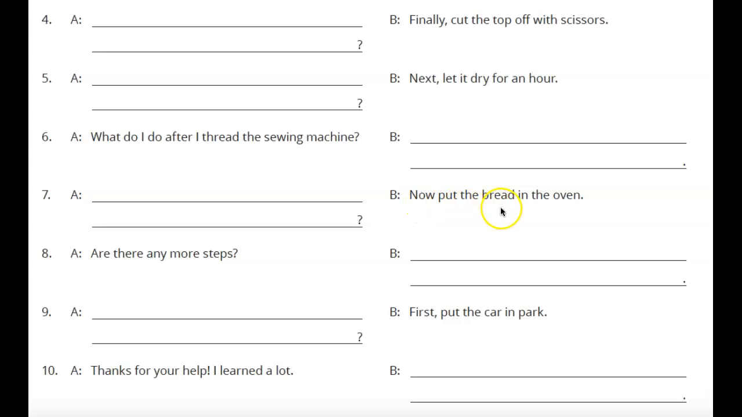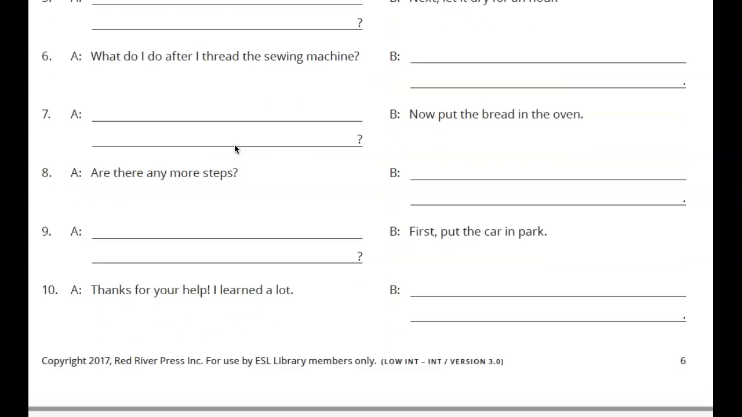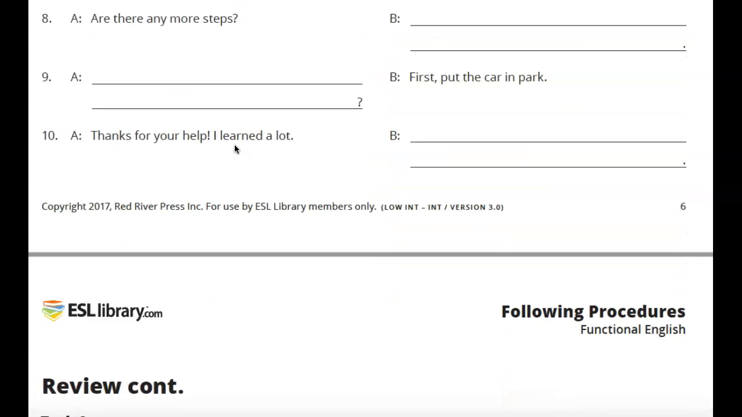So, now put the bread in the oven. What do I do now? See, these are not quite that hard, but you have to look at the answer or the question and find the word that sequences. See, after thread is showing machine. Oh, after. Now you. See how this works? So go ahead and try and finish off this task.